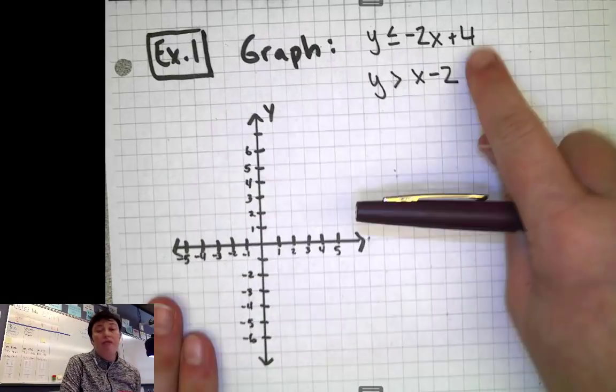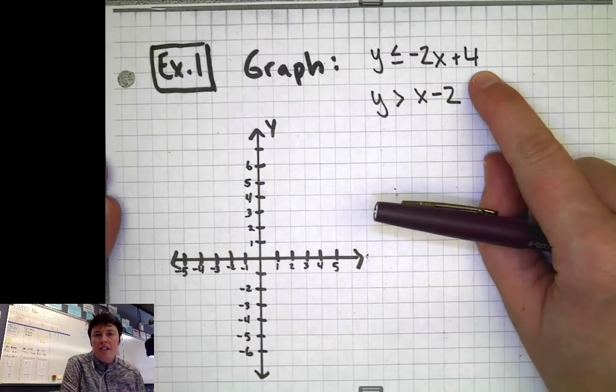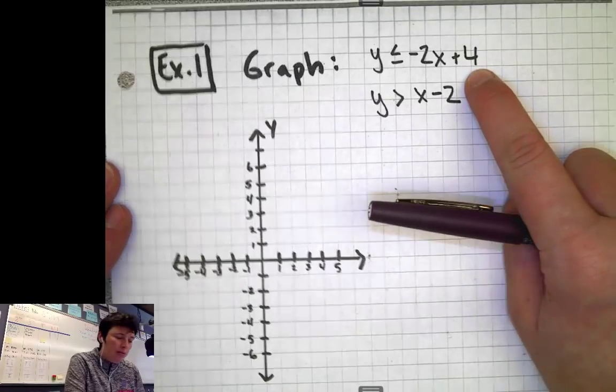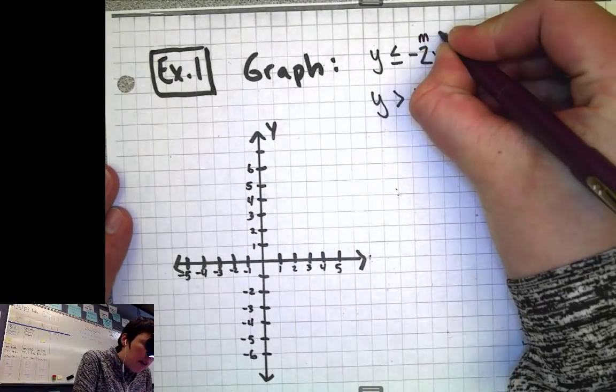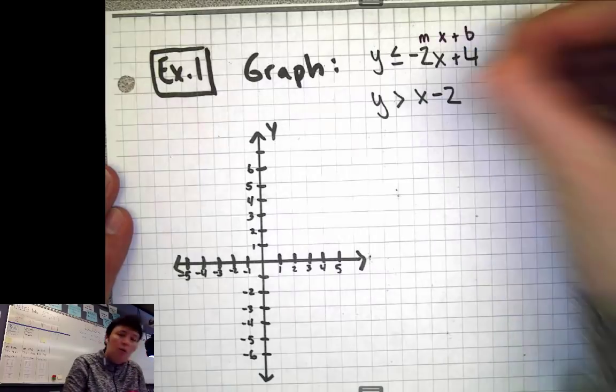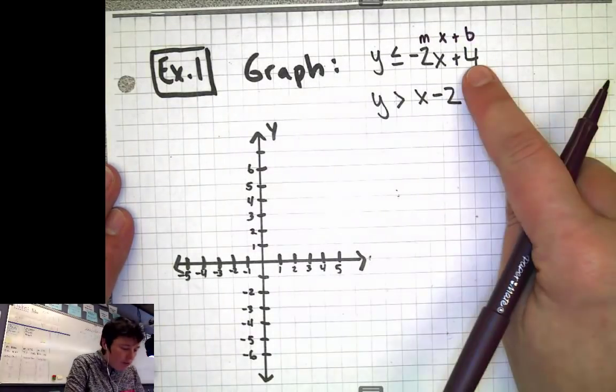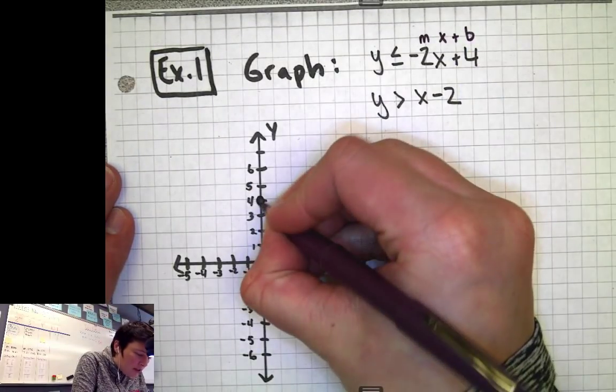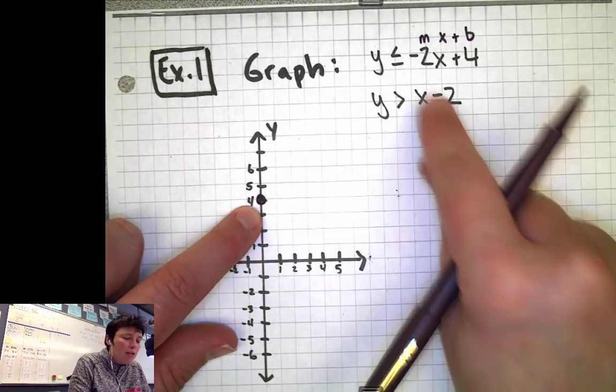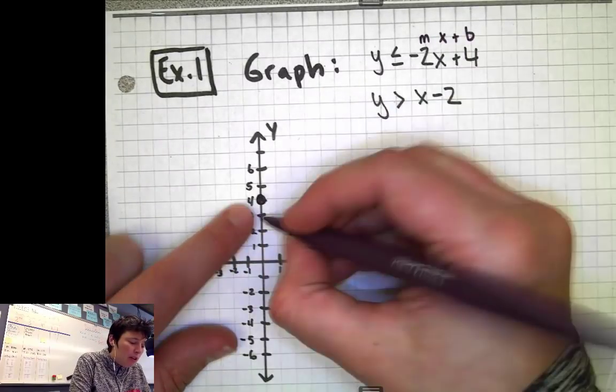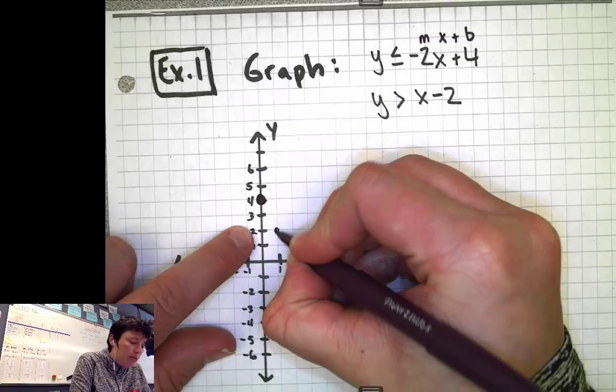So we are going to start with the first graph. Y is less than or equal to -2x plus 4. Now, we see the mx plus b, so we know that this first graph starts at plus 4. That's the y-intercept right there, so I'm going to put a dot at 4. I also see a -2 slope, so I'm going to be working down 2 and over 1.